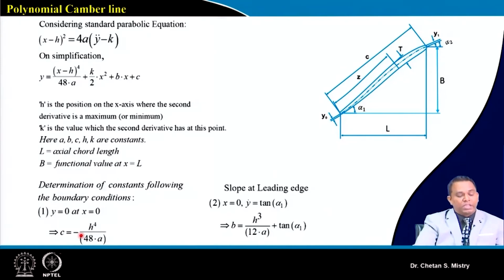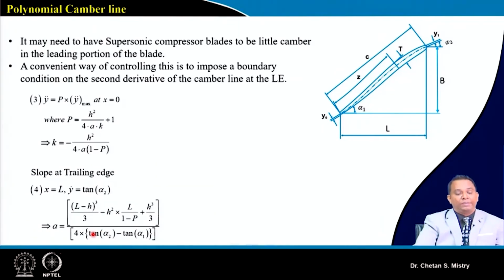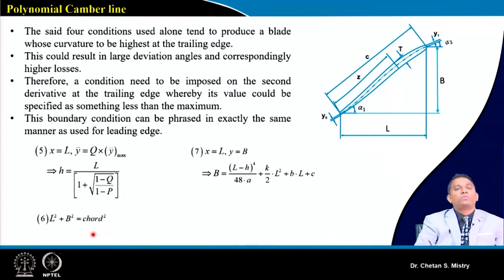So here in this case, we will see we are having constants, we are calculating A, B, C and K. Now as we have discussed, we are also looking for the trailing edge configuration. We need to take care of what is happening with our deviation angle. In order to have that in line with what we have done at the leading edge, we will be putting a boundary condition as we did at the leading edge.